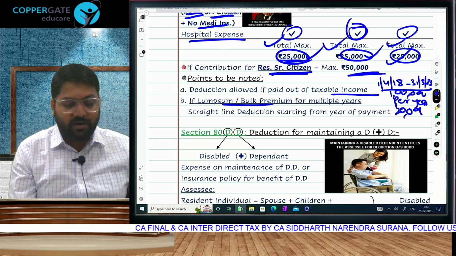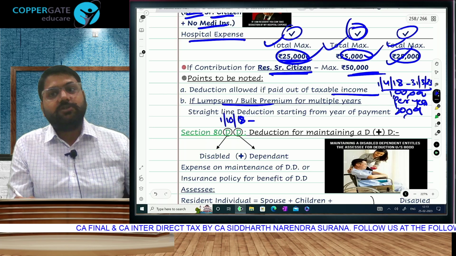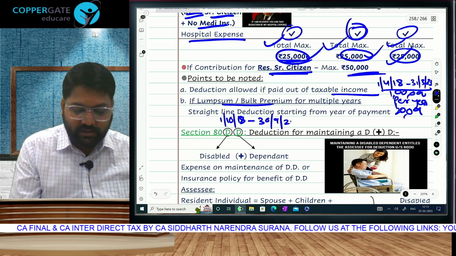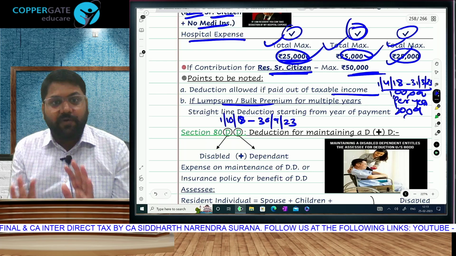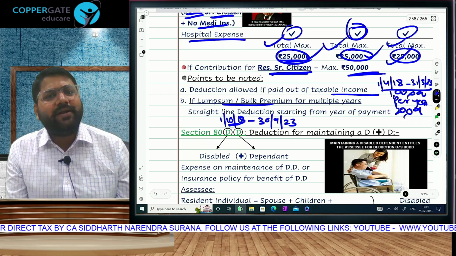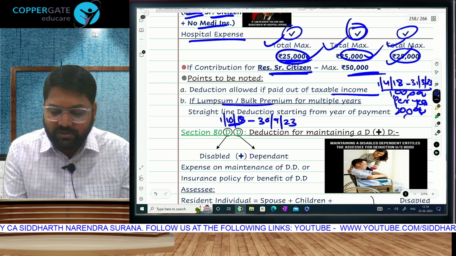But the institute gives a question where you made the same payment on 1st October 2018. That means the period will go to 30th September 2023. It's still 5 years. You made 1 lakh. Now what will you think? Sir, 18-19 to 22-23, I will take again 1 lakh divided by 5, 20,000 per year.